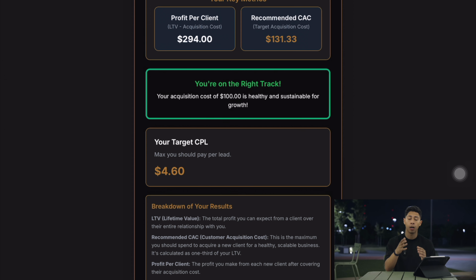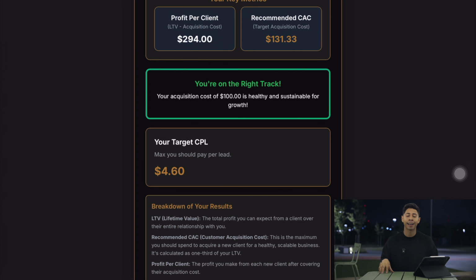After you calculate all metrics, we're gonna look at profit per client. That's gonna be lifetime value of your client minus the cost of acquisition. There's two places that you can see the cost of acquisition. Either the one that you put at the top or the one that the system is gonna calculate for you. That's the next number that we're gonna be looking at. On the recommended CAC, in this situation specifically, we're able to spend up to $131.33 to get a client.